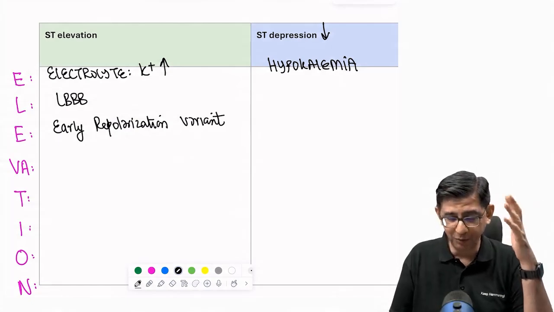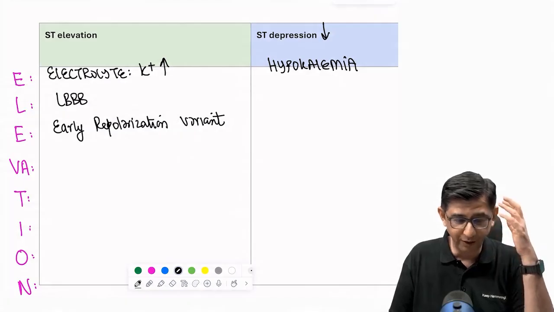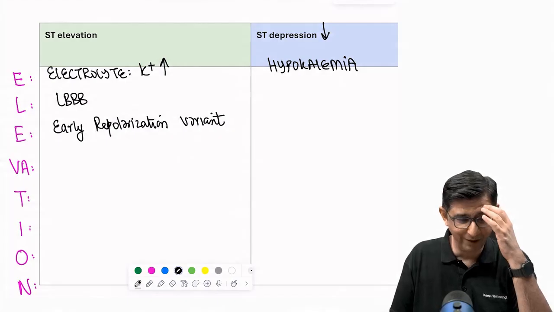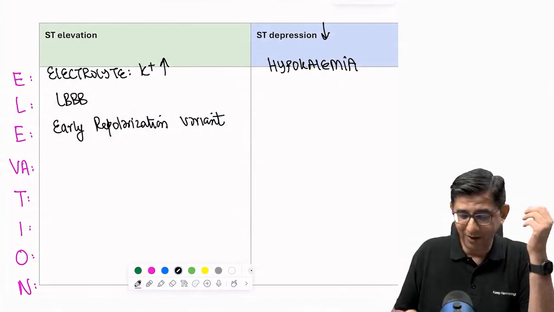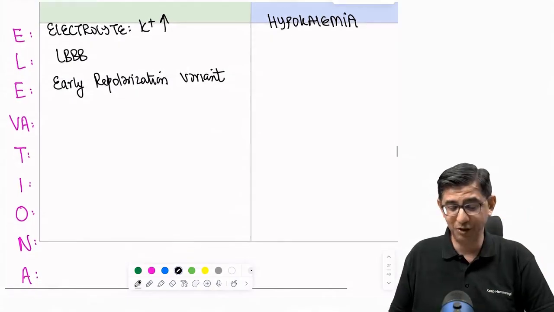I mean, it was a shock to me the first time I saw it. I started sweating when I saw that ST elevation. I was like, oh man, it's happening to me. But I was perfectly okay. So this is physiological, the early repolarization variant.